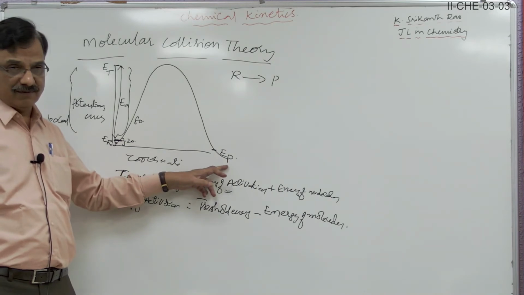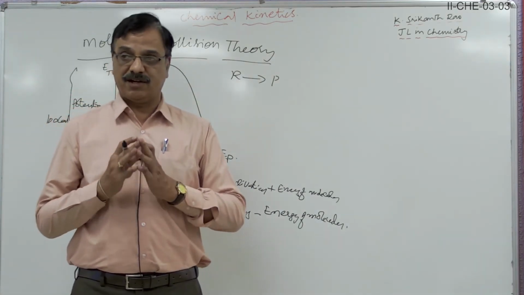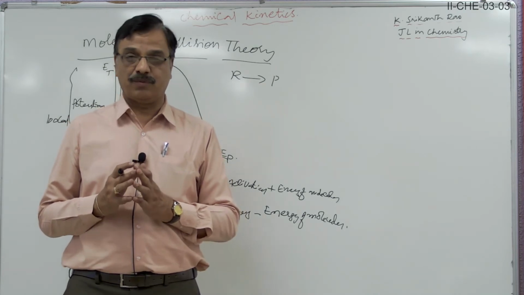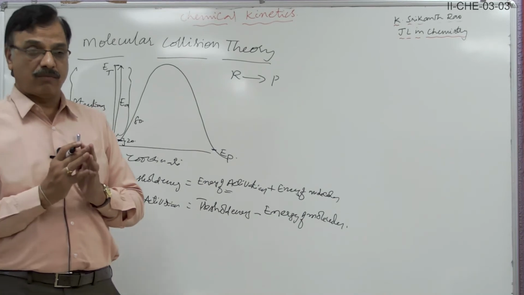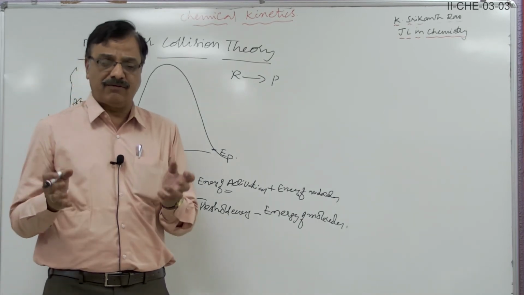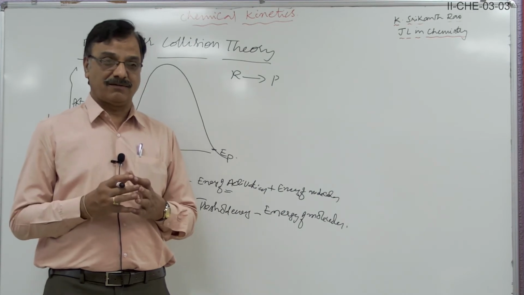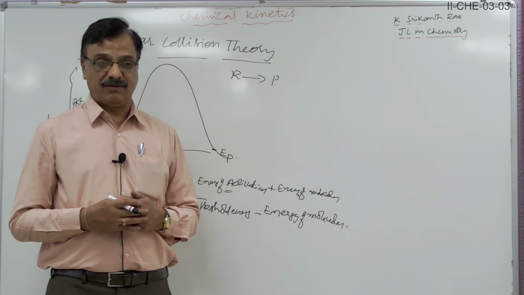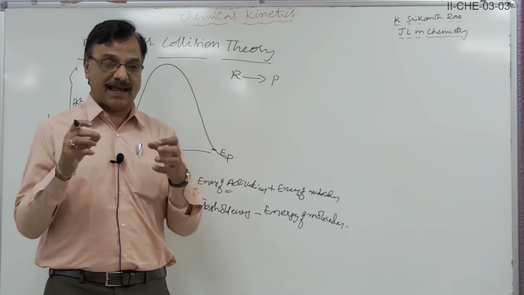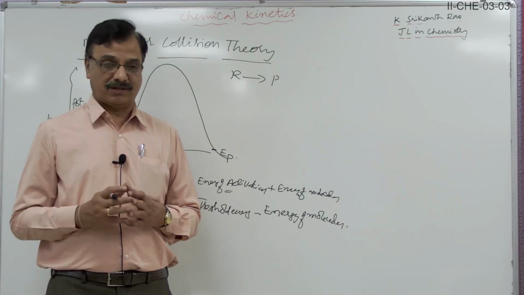they change into the product. So when the molecule possesses the threshold energy, it is said to be an activated molecule. Normal molecules have normal energy. If they gain the threshold energy, they are said to be activated. The collision between these activated molecules leads to the formation of the product.